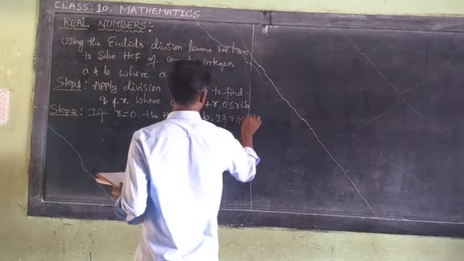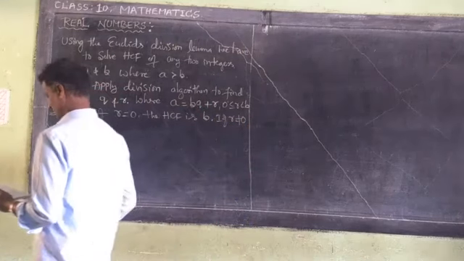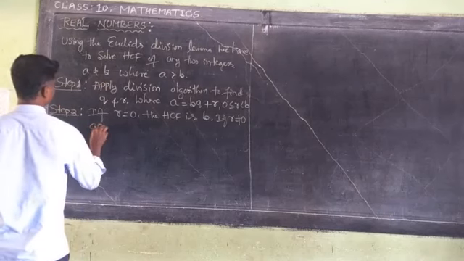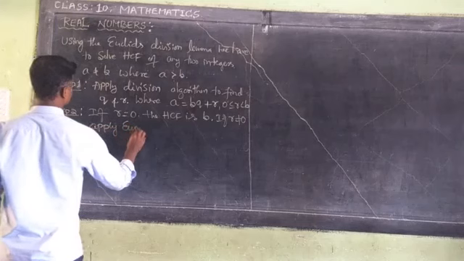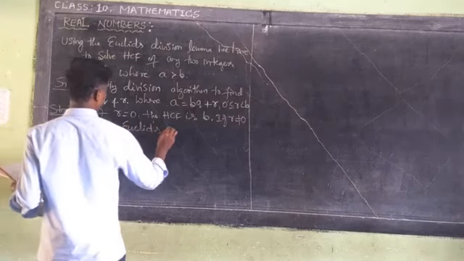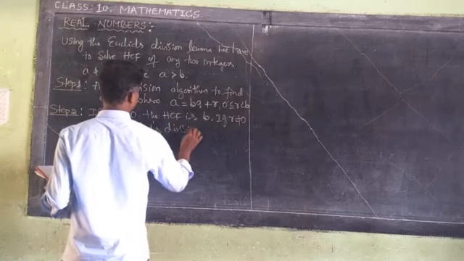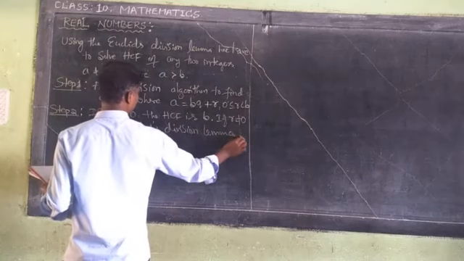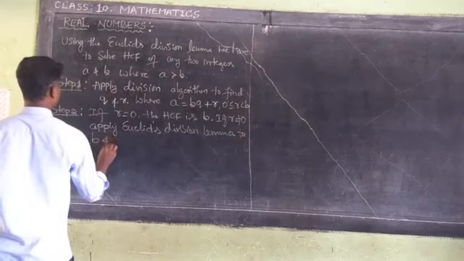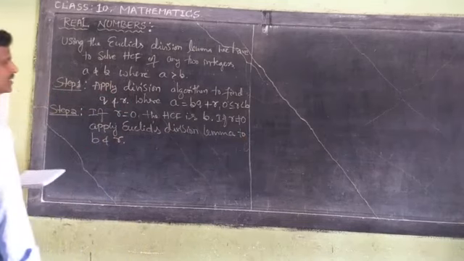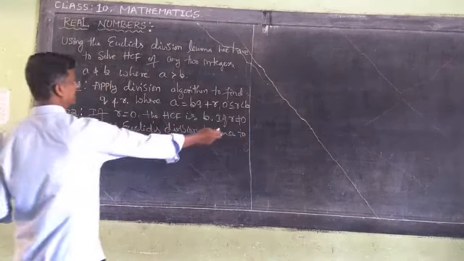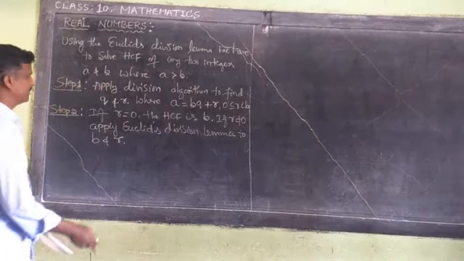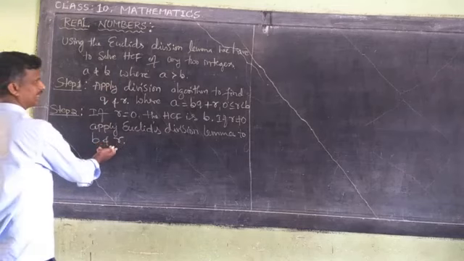If r is not equal to 0, apply Euclid's division lemma to b and r. When the remainder is not equal to 0, you can apply the Euclid division lemma to b and r. Then b can be taken as the dividend, and r can be taken as the divisor.